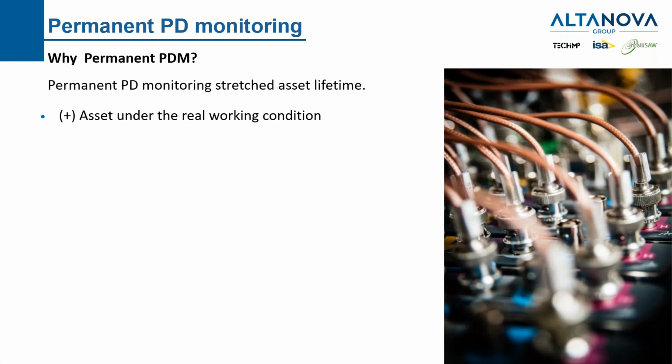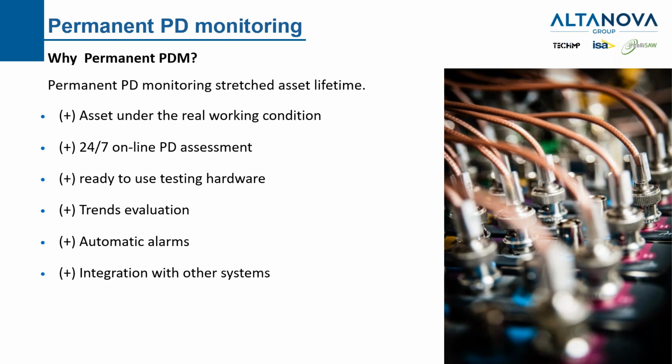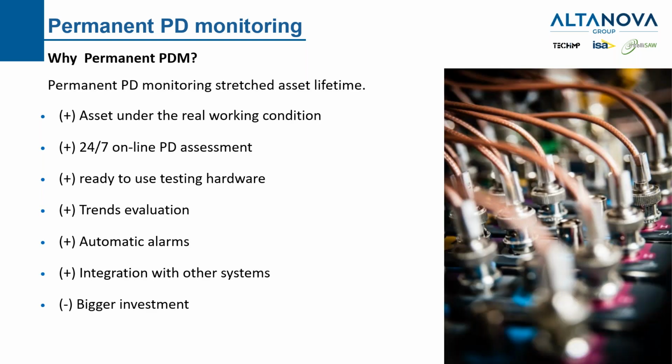What are the advantages we can see? The asset will be under the real working conditions. It will be a 24/7 PD assessment. We have a ready-to-use testing hardware. We have a trends evaluation along the time, and we have automatic alarms. Additionally, we can integrate the TechImp monitoring systems with other systems. In the recent past, we have been introducing a lot of other measurements together with our monitoring, and we will see this in the next slides. The bad part is that it will be a bigger investment for sure.